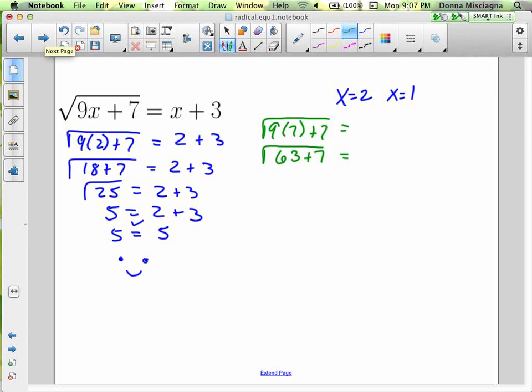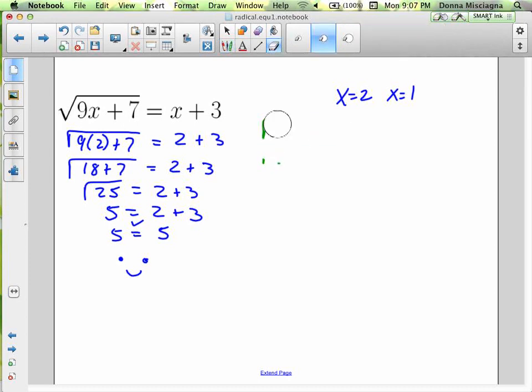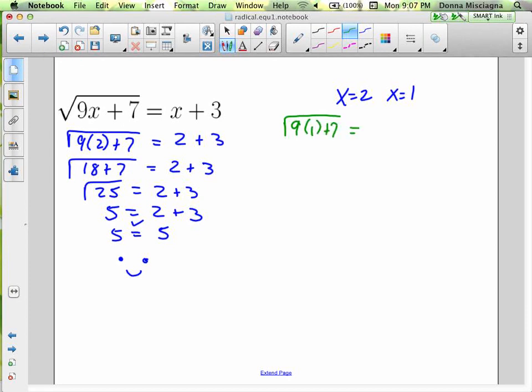All right, so we have 9 times, let's just erase everything. Continue checking. 9 times 1 plus 7 equals 1 plus 3. So that's going to be 9 plus 7, which is 16. And the square root of 16 is 4. So that one checks out as well.